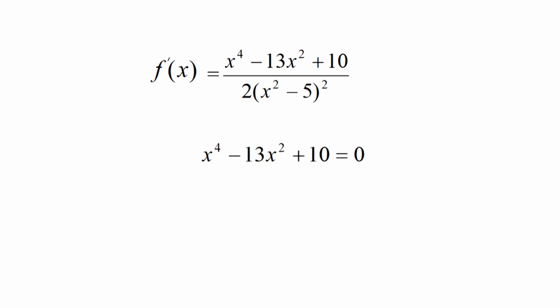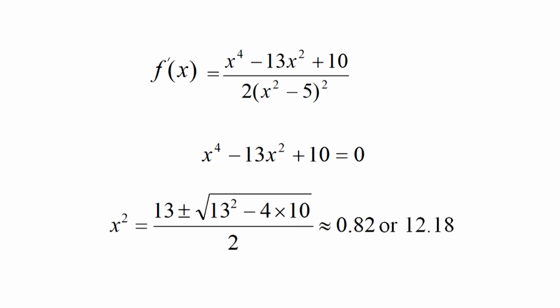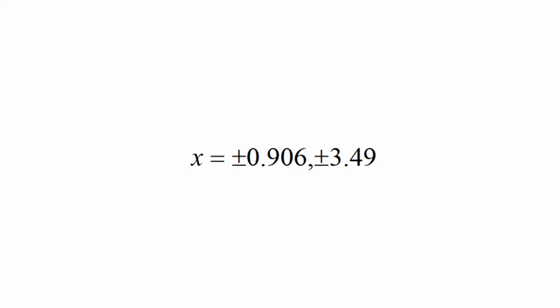Now, f dash of x is equal to 0 implies x to the power 4 minus 13 x square plus 10 is equal to 0, which gives x square is equal to (13 plus or minus square root of (13 square minus 4 into 10)) whole divided by 2, which is approximately equal to 0.82 and 12.18. Thus, we have x is equal to plus or minus 0.906, plus or minus 3.49 are local extrema.